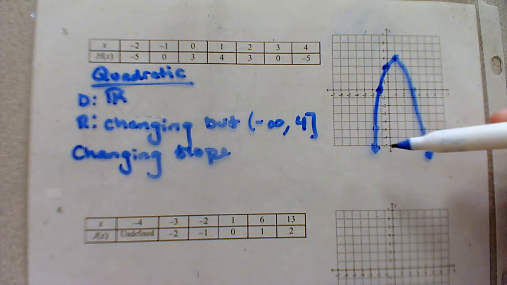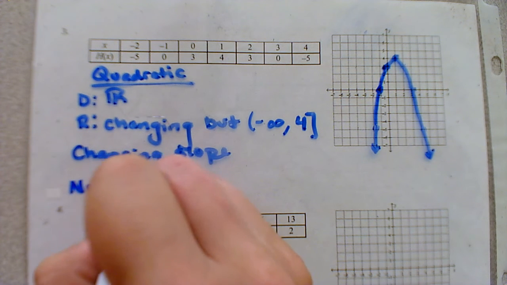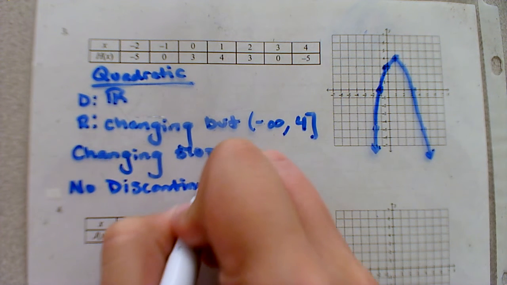In terms of discontinuities, there are no holes, no jumps, or asymptotes. So we can say no discontinuities.